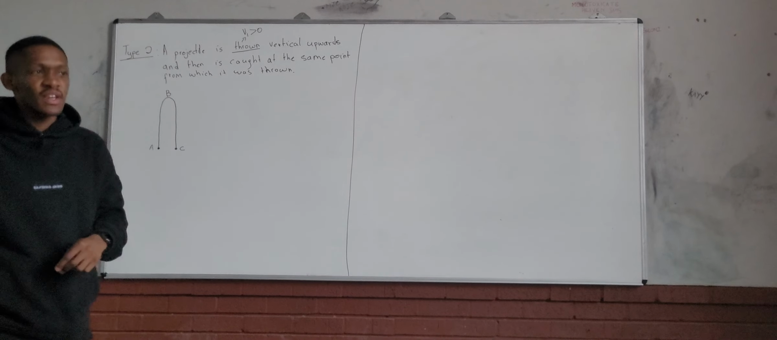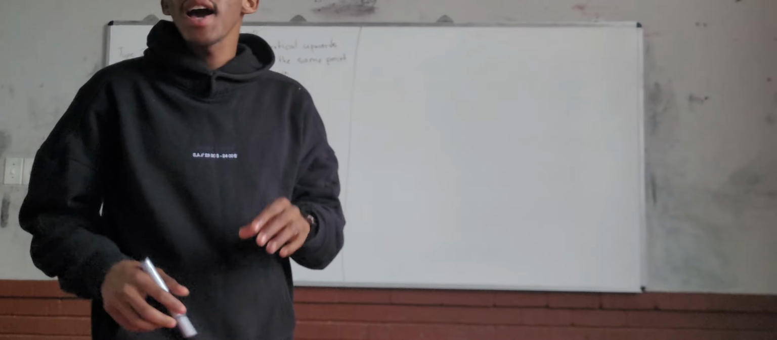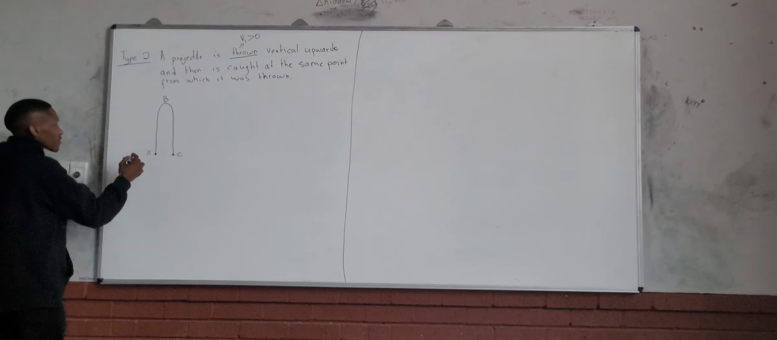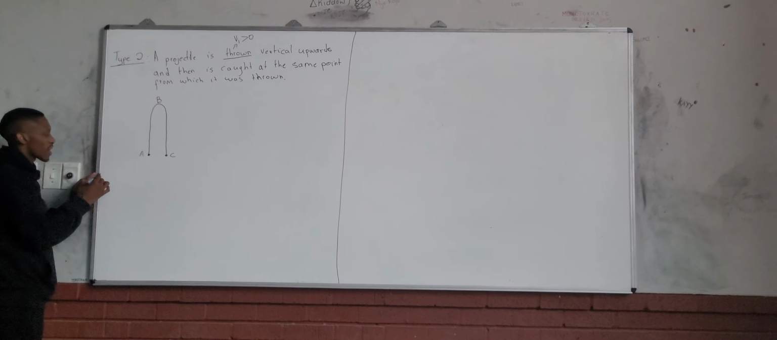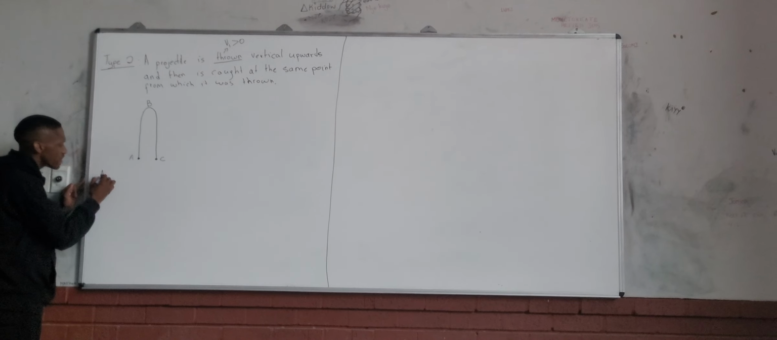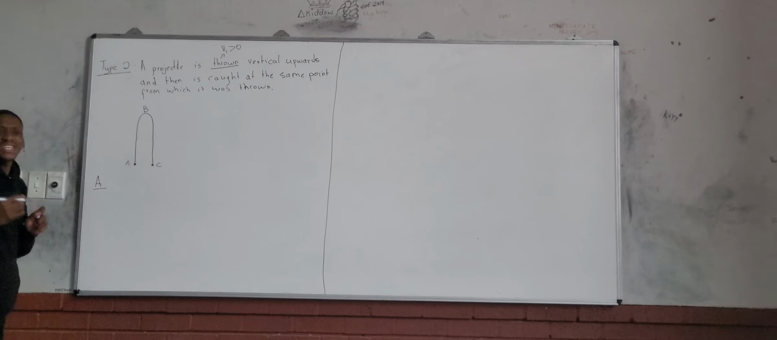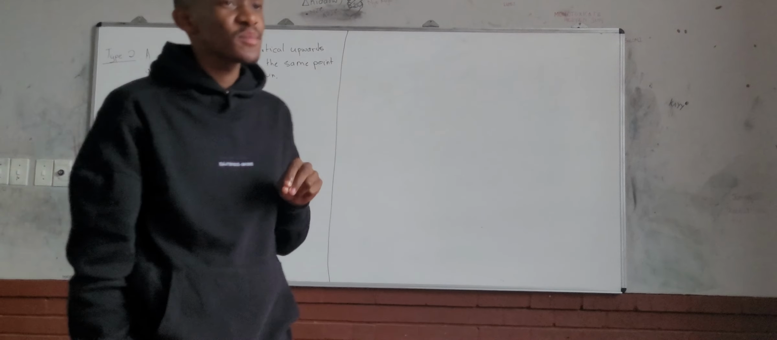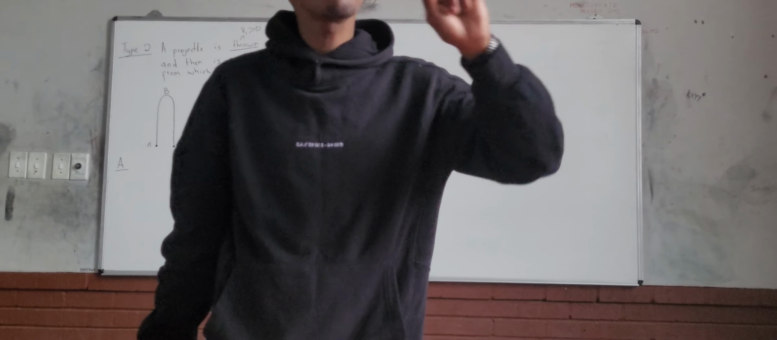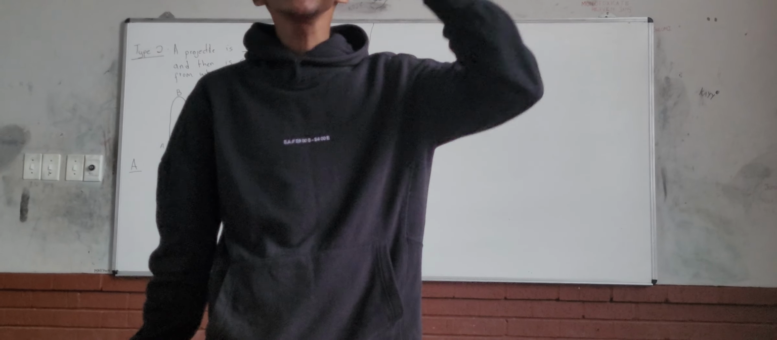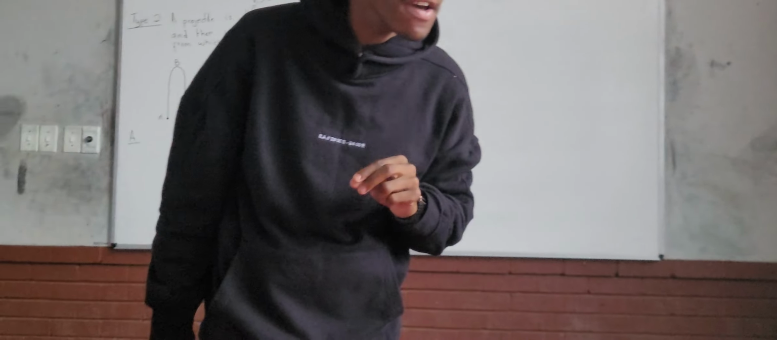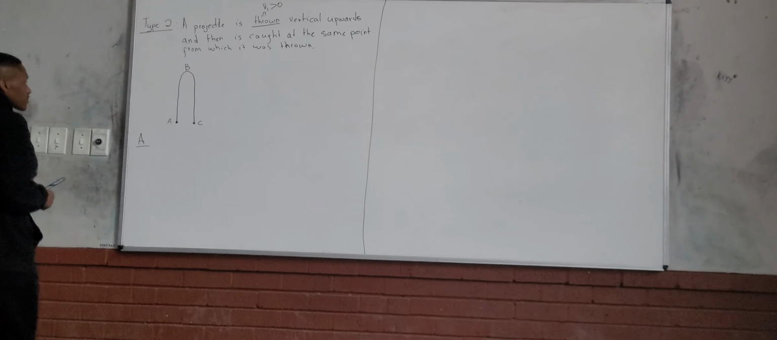Correct. Very correct. After drawing our trajectory, we then have to talk about each and every point. How many points do we have? 3 points. We must talk about each and every point. Let's start with point A.